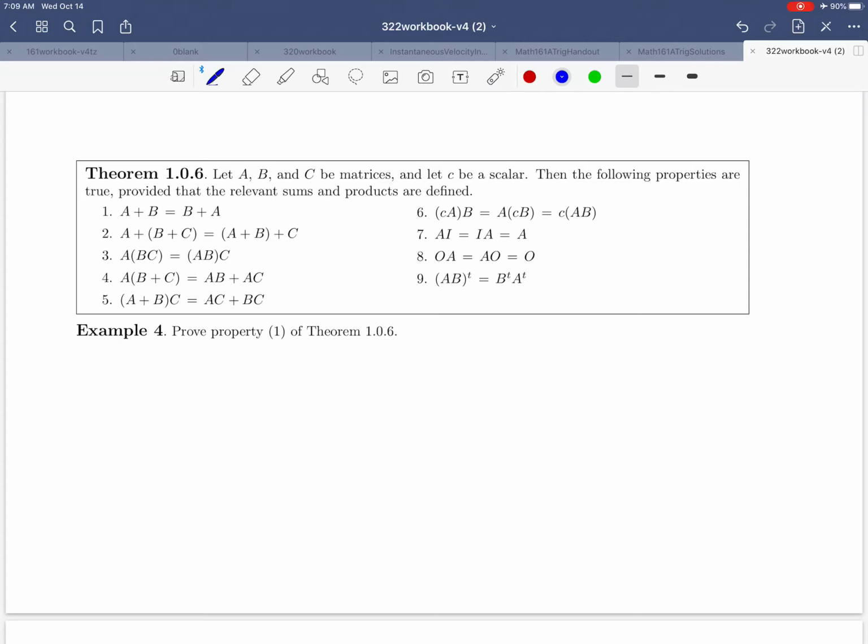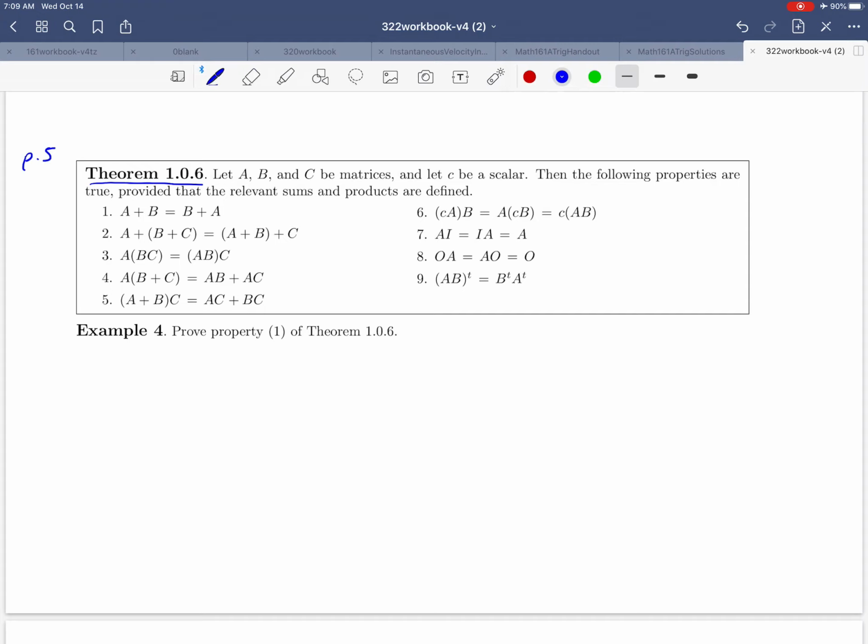Hello everybody and welcome back. We are still looking at page 5 in the workbook here. So we have a lot of definitions behind us now, and so we're ready to put these definitions to work and to start talking about some theorems, some things that are true, some basic properties of matrices.